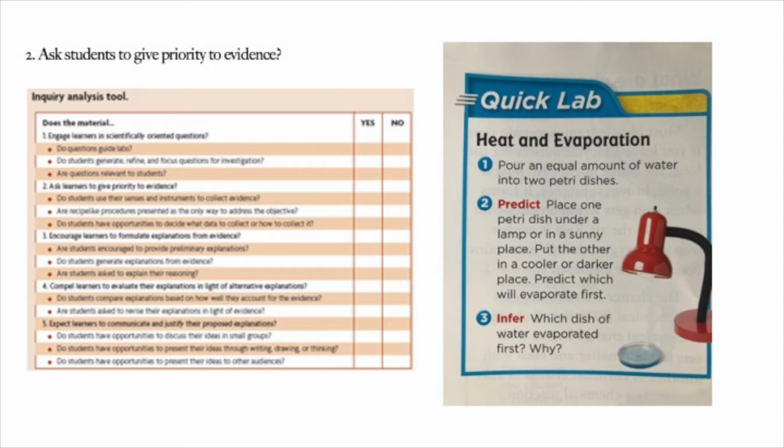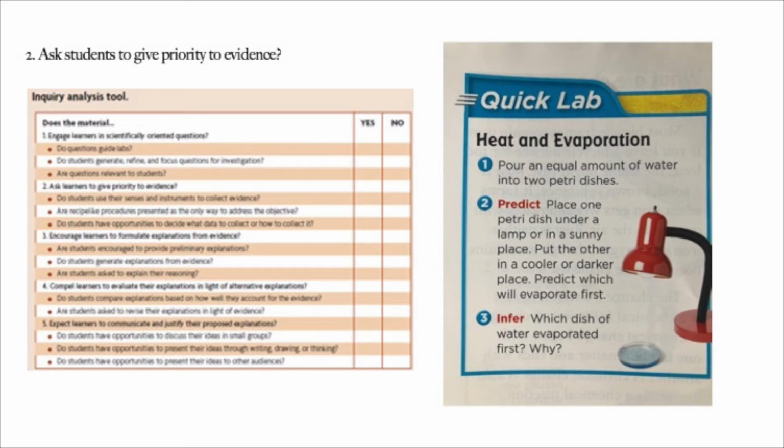The second essential feature of inquiry asks students to give priority to evidence. In other words, the students are determining what data they're going to collect. They're developing data tables, or the teacher is helping them to do this, or the teacher gives it to them. But it's all about what is the evidence that they're going to collect in the investigation.